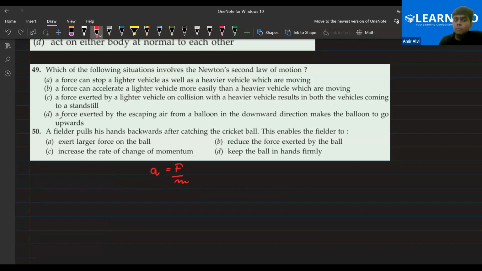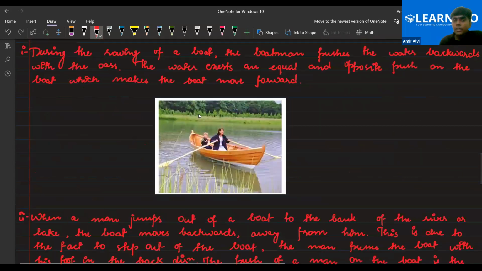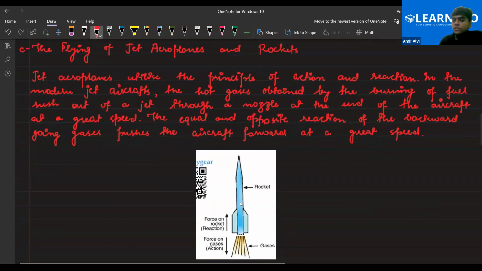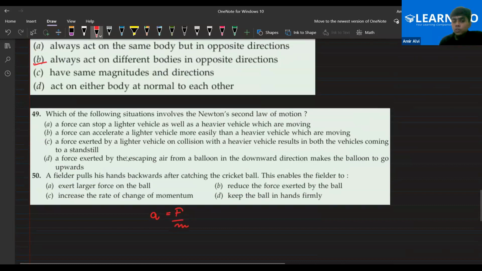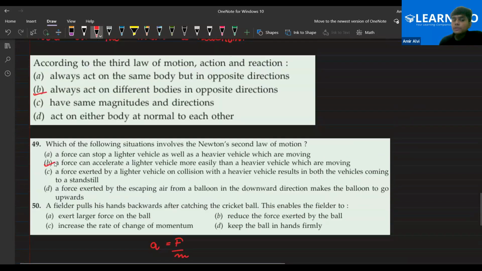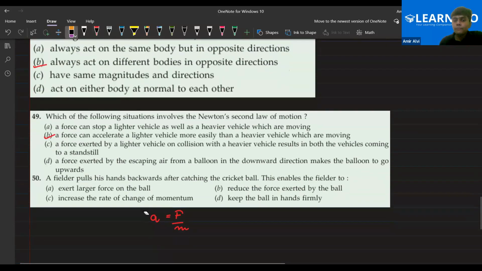Next is the D part. A force exerted by the gas escaping from a balloon in the downward direction moves the balloon in the upward direction. So this is a case of action and reaction. The airplane jet case goes in this, and this is nothing but action and reaction. This is Newton's third law. So only option B is the case which is applying Newton's second law. Okay.